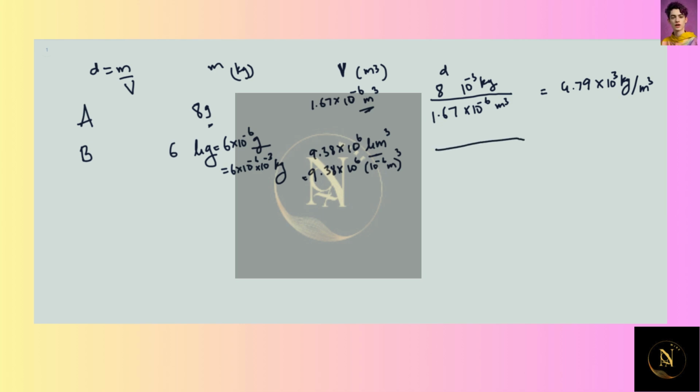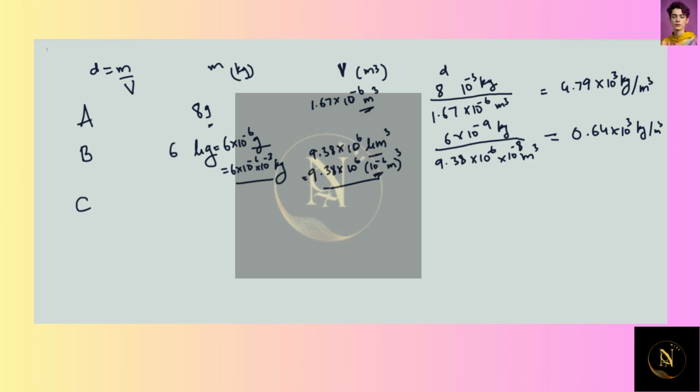Now density is mass by volume, and the mass is 6 into 10 power minus 9 kilogram divided by the volume, which is 9.38 into 10 power 6 into 10 power minus 18 from here meter cubed, which turns out to be, if you plug it into a calculator, 0.64 into 10 cubed kilogram per meter cubed.